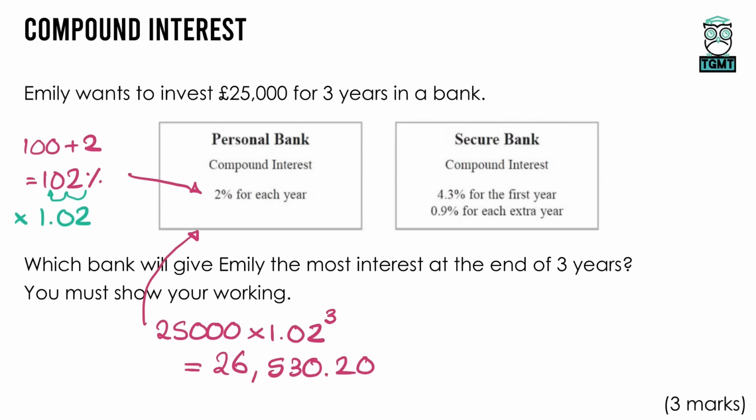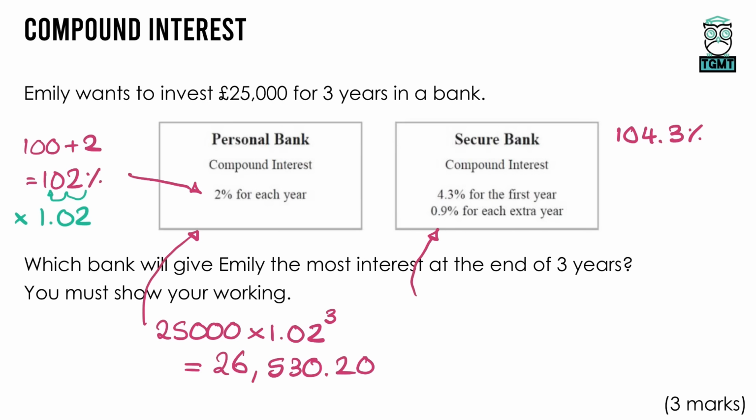Now we do need to be a little bit more careful with secure bank because there is a different amount in the first year. And with 4.3%, we do get some quite small percentages in terms of the multiplier. So if we add that to 100% in this question, you would get 104.3% in the first year.